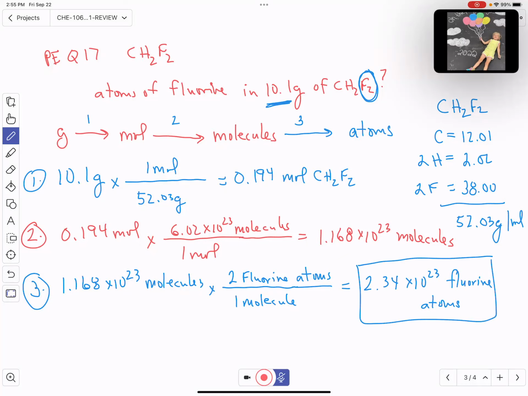So it was just that last step that was something we really hadn't practiced before too much, of how do I go from molecules to atoms. For that conversion factor, we're going to go to the molecular formula, because the molecular formula tells me how many of that atom I have per molecule for question 17.